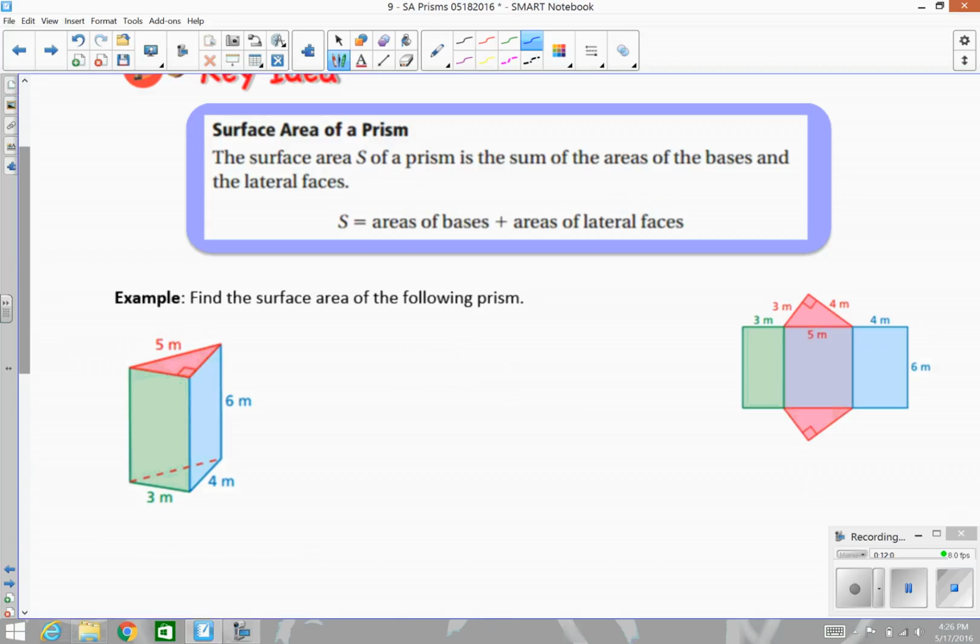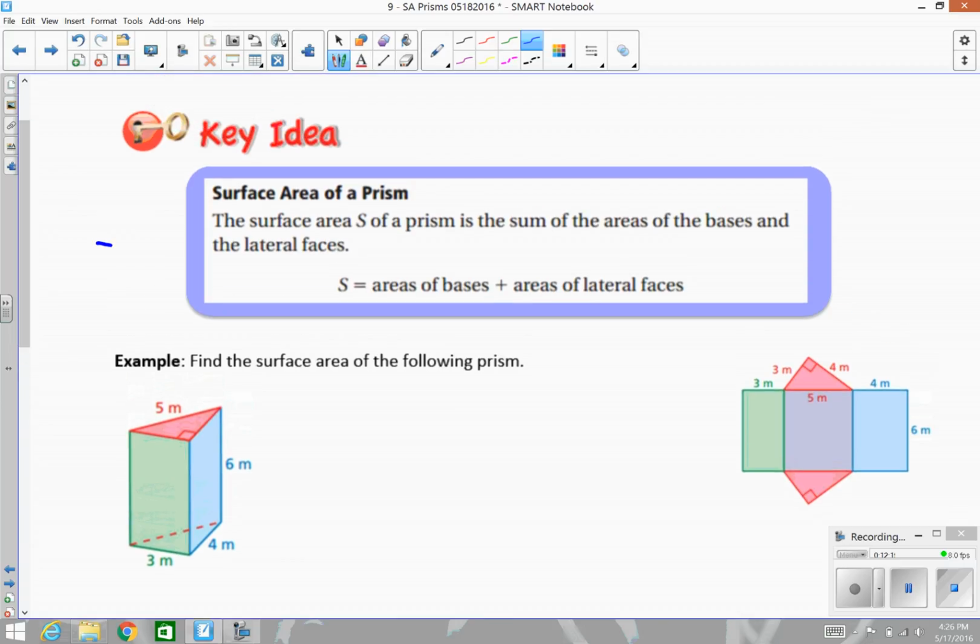You know that finding the surface area of a cube would be exactly the same as a rectangular prism, but a triangular prism can be a bit different, because finding the area of a triangle is different than finding the area of a rectangle. In general, we really want to note that the surface area of any prism is the sum of the areas of the bases and the lateral faces.